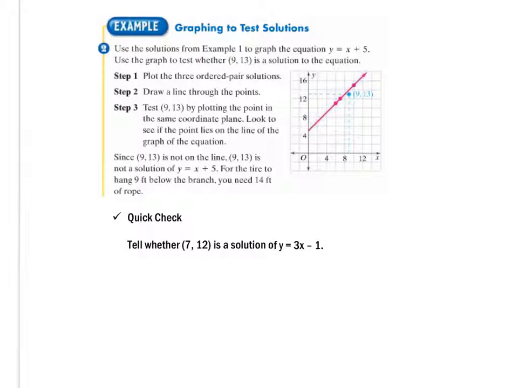I'd like you to take a look at the quick check and tell whether (7, 12) is a solution of y equals 3x minus 1. You don't necessarily have to create a graph to actually solve that. You could actually just put in the value for x and put in the value for y and tell me, do they equal each other? If you go through and solve, you can see that 12 is not equal to 20. So that is not a good solution for the linear equation of y equals 3x minus 1.